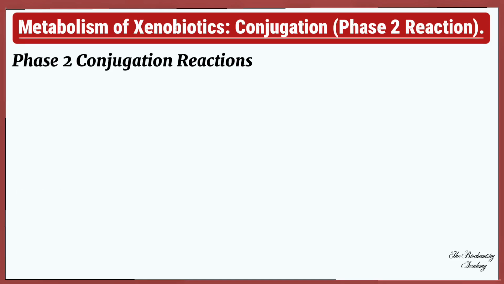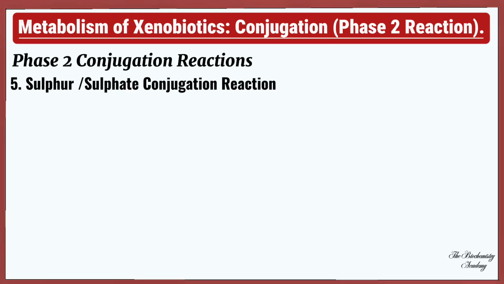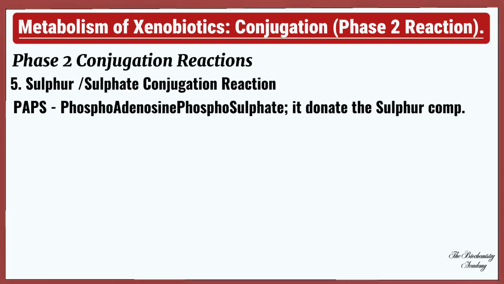The next conjugation reaction is the sulfate conjugation reaction. The active form is called phosphoadenosine phosphosulfate, which can be called by the simple mnemonic PAPS, which donates the sulfate group. This compound combines with phenol to form phenyl sulfate.